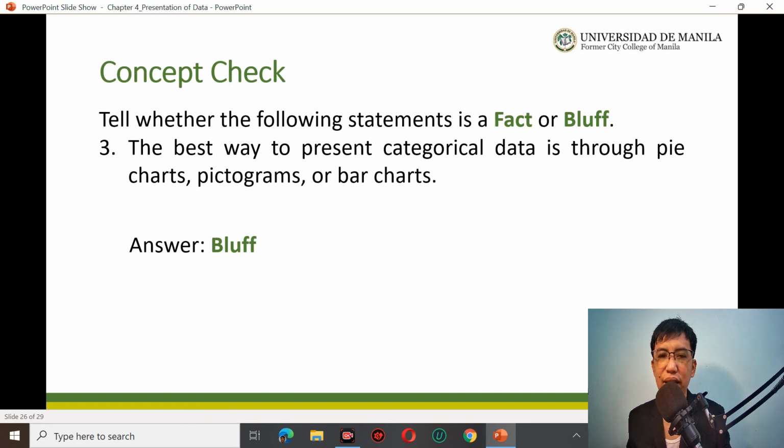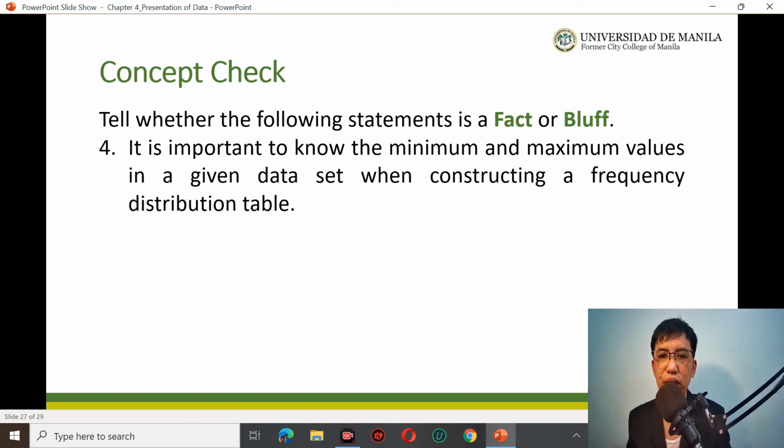Number 4, it is important to know the minimum and maximum values in a given data set when constructing a frequency distribution table. 10 seconds. The correct answer is, it's a fact. Okay? Importante yan. So, if you got it correctly, you deserve a clap.